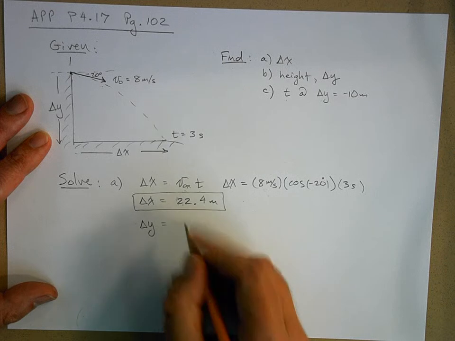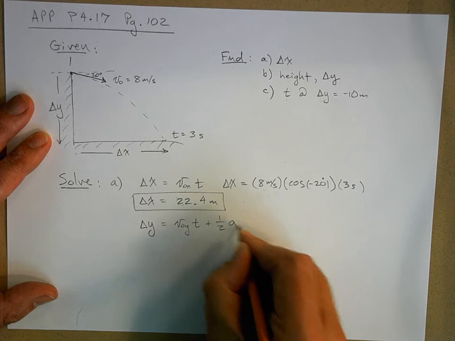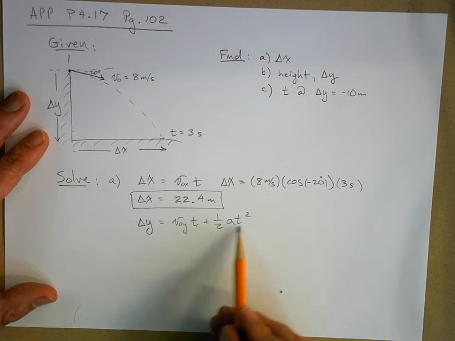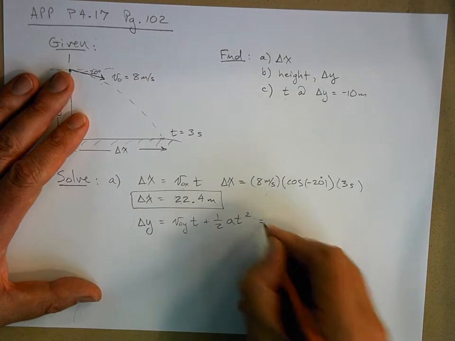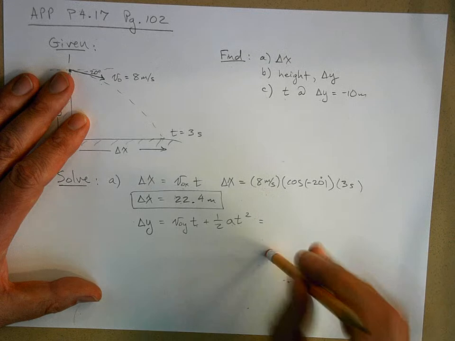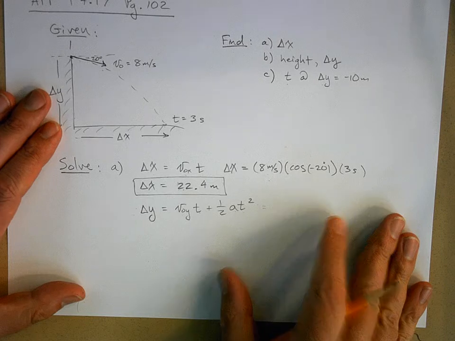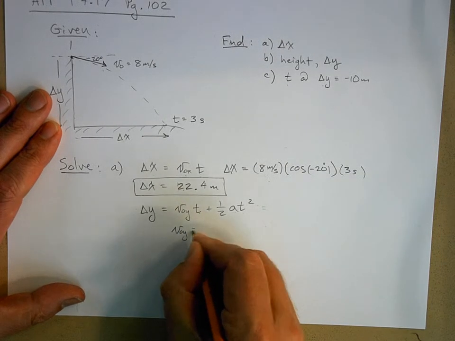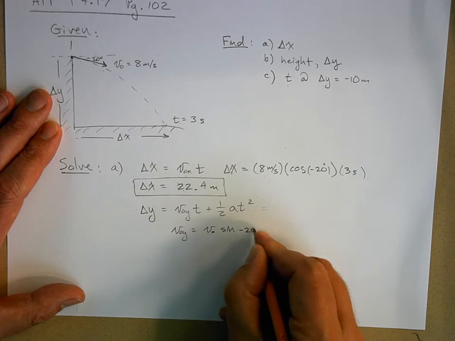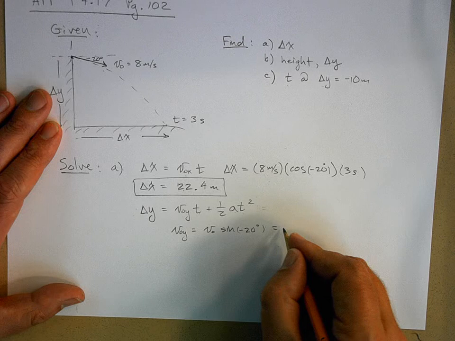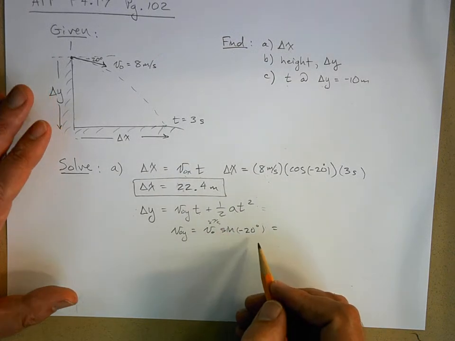Delta y is equal to v naught y times t plus 1/2 a t squared. And again, I know time, I know the acceleration, I know I can figure out the initial velocity in the y direction. So let's do this in pieces so that we can see clearly what we're doing. V naught y, well, that's v naught times the sine of the angle, negative 20 degrees, and this is 8 meters per second. So what do you get when you get 8 meters per second times the sine of negative 20?